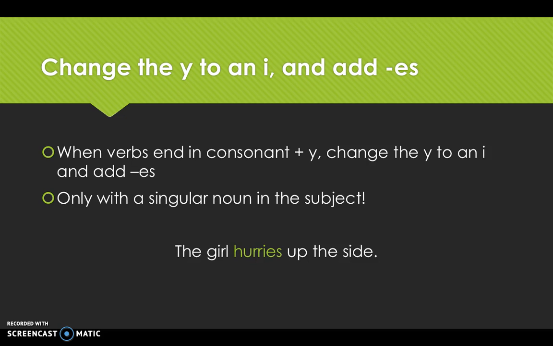So the girl hurries up the side. The verb hurry is H-U-R-R-Y. Since girl is singular, I change the Y to an I and I add ES. So the girl hurries up the side.